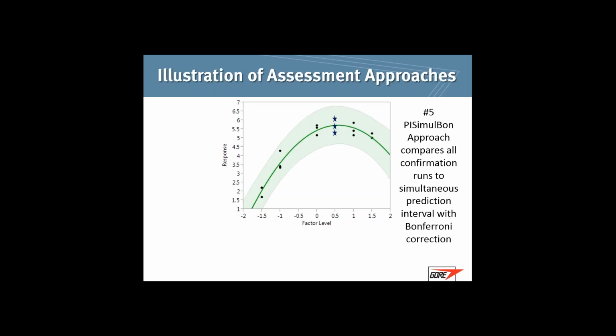All that essentially means is that I take my confidence and I split it up by the number of confirmation runs that I'm doing. So for example, if I had a 99% prediction interval for one future observation, and I wanted to calculate a simultaneous prediction interval for 5 observations, I would take the 99%, subtract that from 1 to get the 1% left over, take that 1% divided by 5, the number of runs, and that would be equivalent to calculating a 99.8% prediction interval for one single future observation.